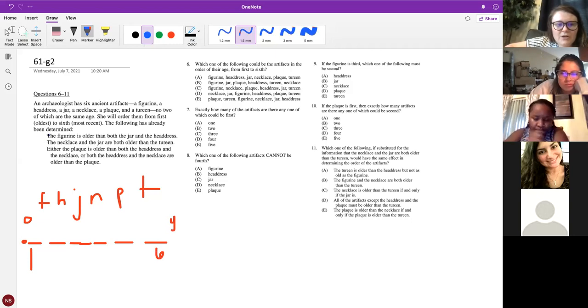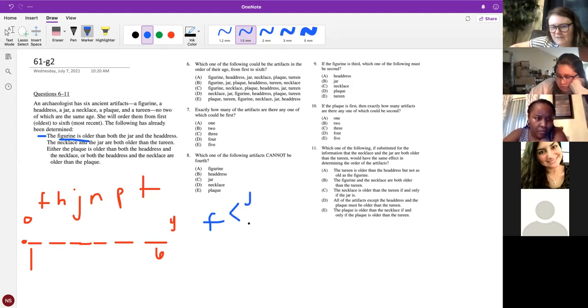So the figurine is older than both the jar and the headdress. If anybody gets lost while we're doing this, just let me know. As I first start, I always double check. All right, figurine older. I know that's on the left side because we don't want to diagram the whole game wrong. If figurine is older than the jar and headdress, is everybody good up to this point? This is how you all would diagram it.